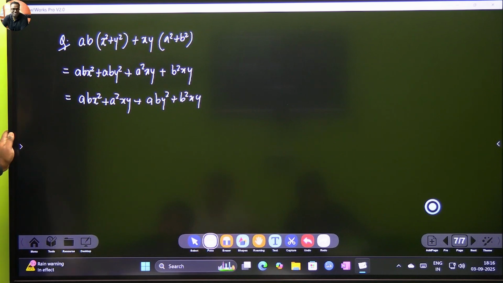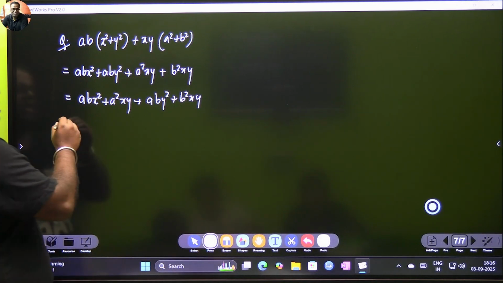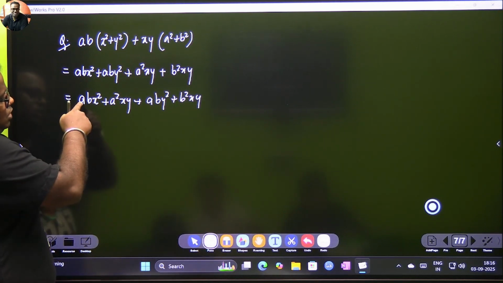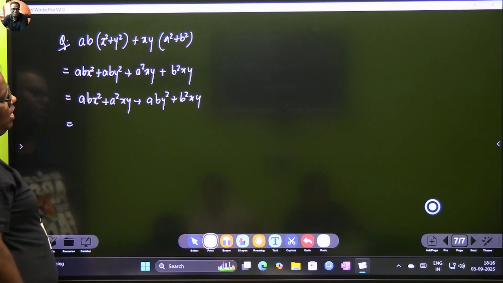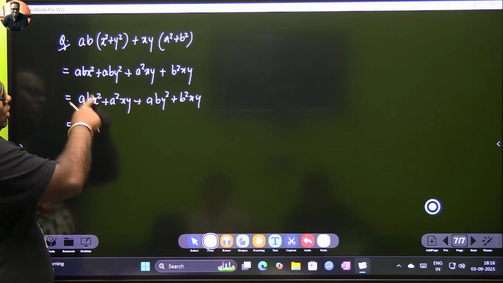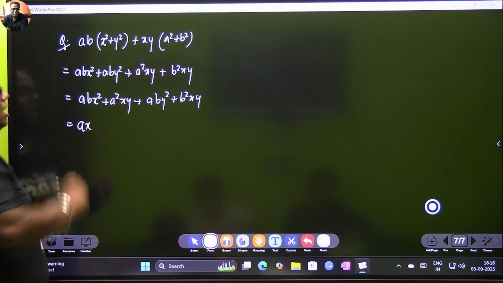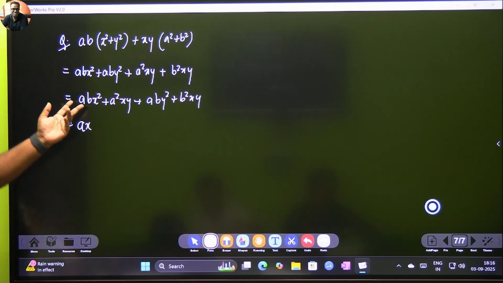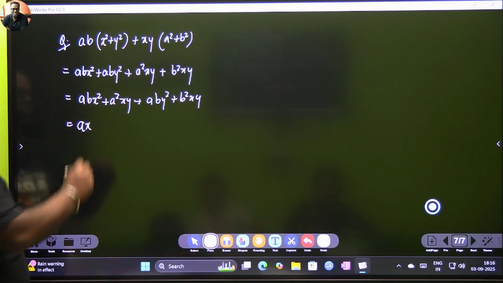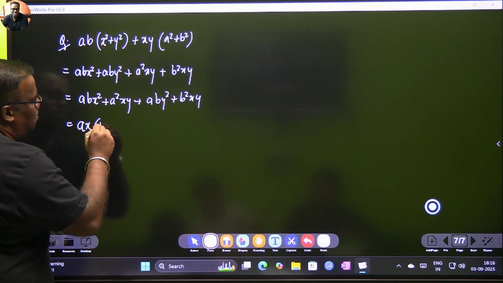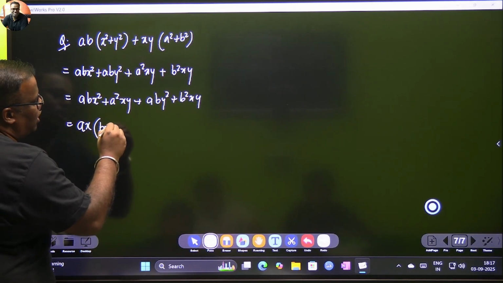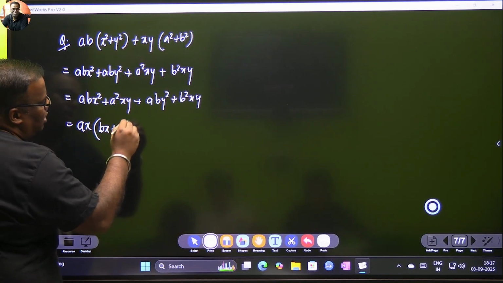Clear? Let's see whether we can get something common from here. This term can give an a, this term can also give an a, this term can give an x, this term can also give an x. B is not common, so our common terms will be a and x. Have you understood? So what do you get here? You get bx, and what do you get here? Ay.